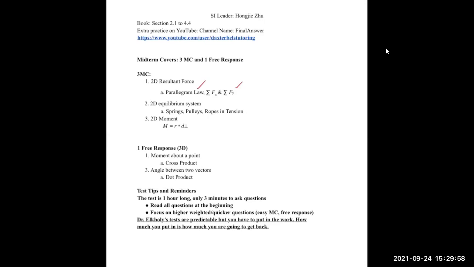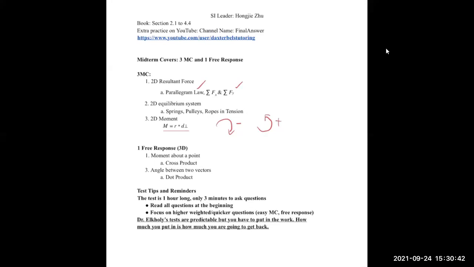And then for the 2D moment, this is very simple. All you have to do is apply this formula right here, making sure you understand the concept that when you're doing a 2D moment, if the direction is clockwise about a point, you assume that's negative, and if the direction is counterclockwise, you assume that's positive. Well, you can flip them, saying clockwise positive and counterclockwise negative, and you will still get the same answer. But I like to stick with this way.